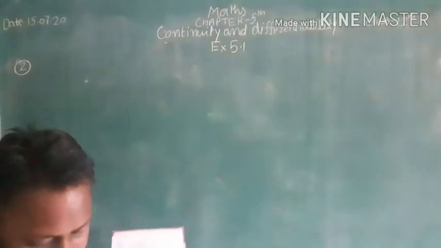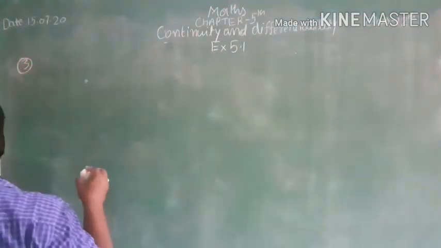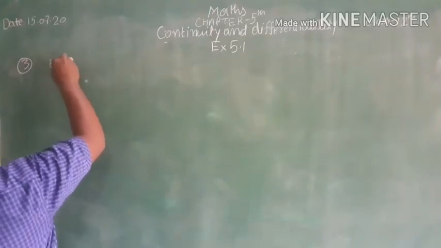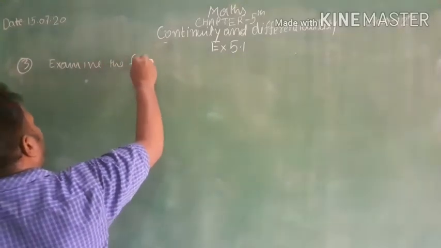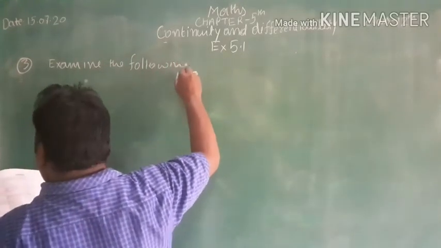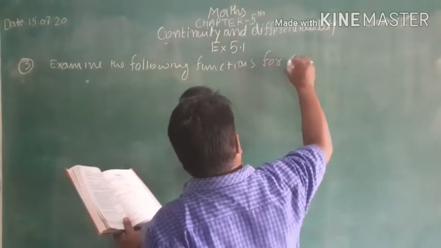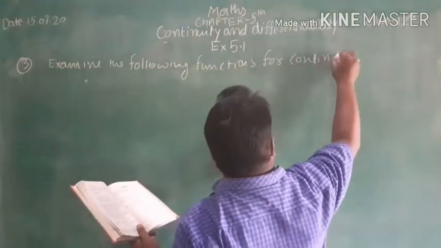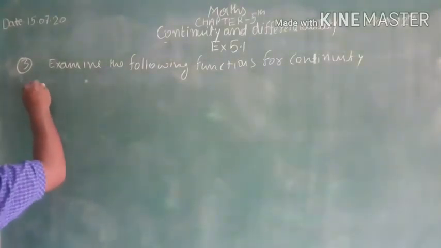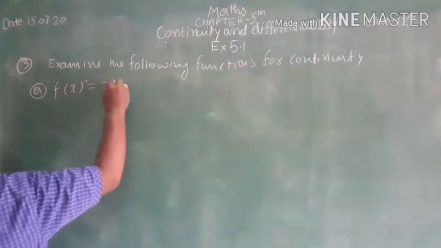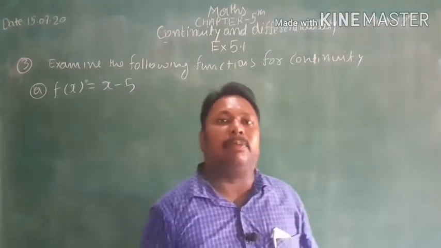Third question, examine the following functions for continuity. f(x) = x - 5. In these functions, any specific point is not given.